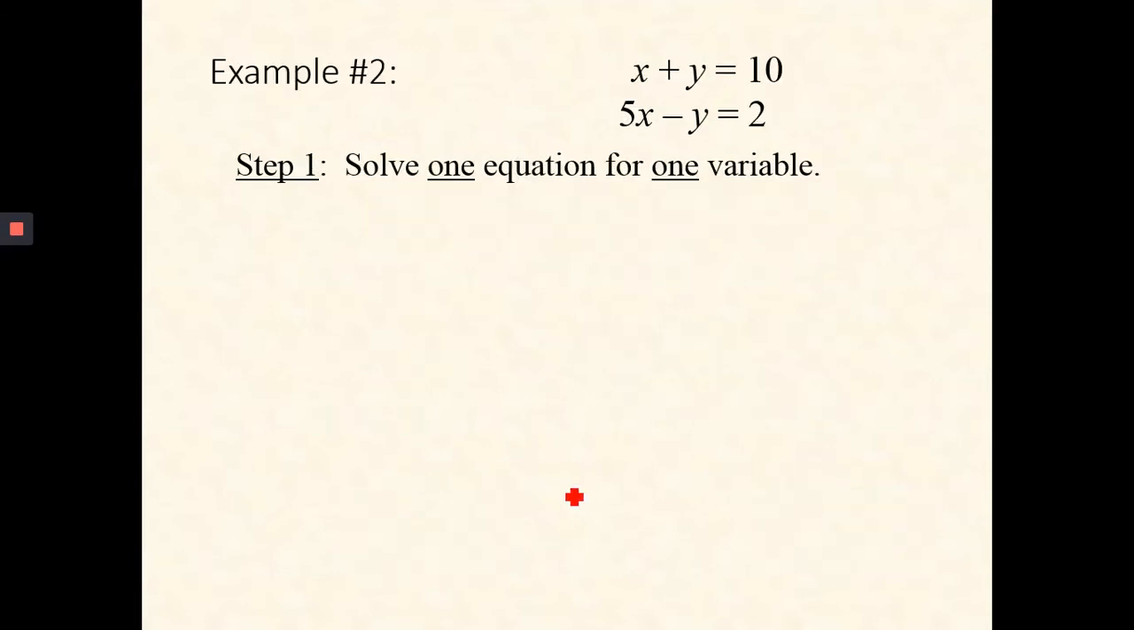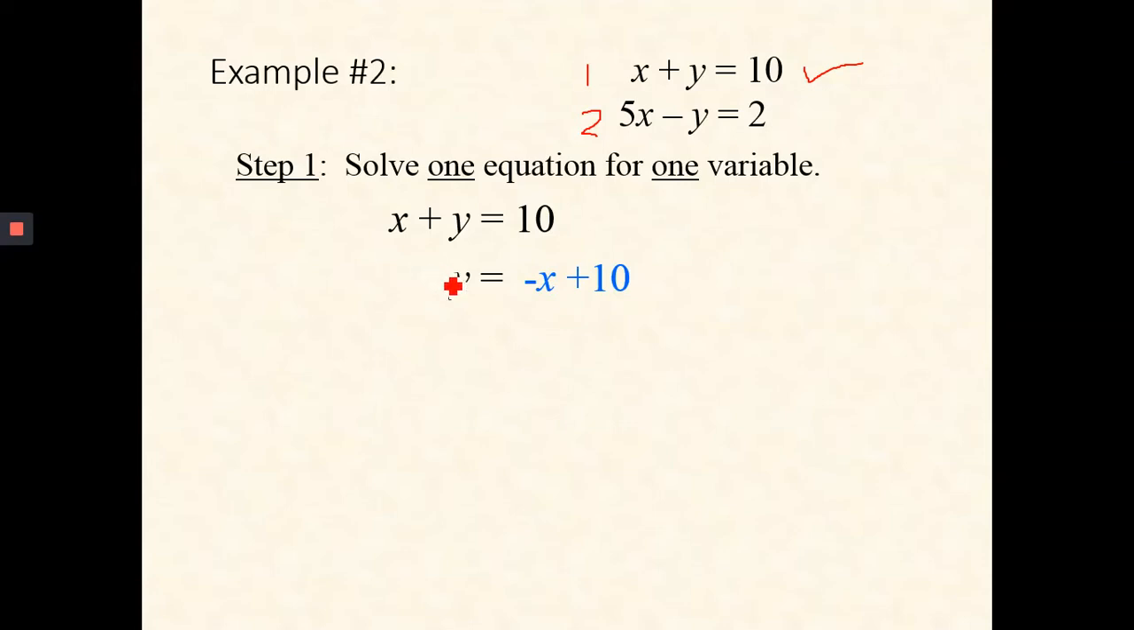Okay? The next one we have here: x plus y equals 10 and 5x minus y equals 2. Based from the first step, we're going to solve one equation for one variable. You can use either equation 1 or equation 2 in step 1. So in here, we're going to use equation 1. So we have y equals negative x plus 10.